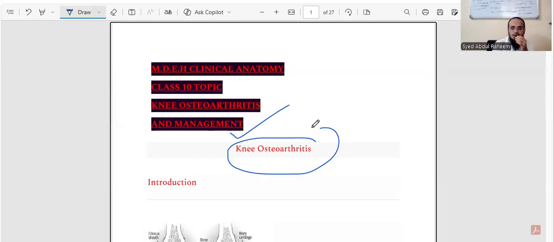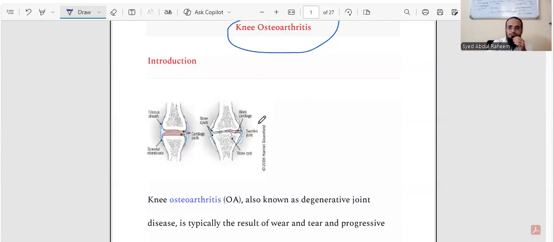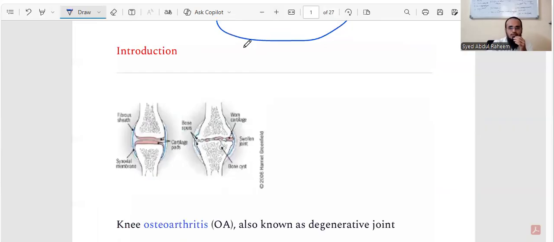So let's see what knee osteoarthritis is, what the reason behind it is, and what the causes are. How do you examine it in your clinic, and how many types of knee osteoarthritis are there? Let's discuss one by one. So basically, what is knee osteoarthritis?